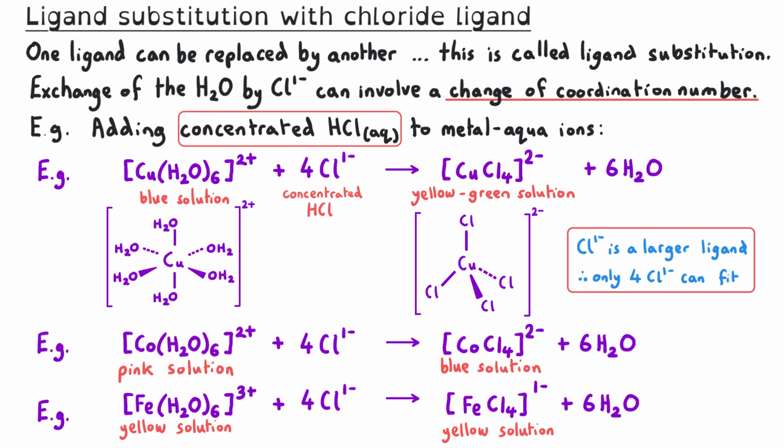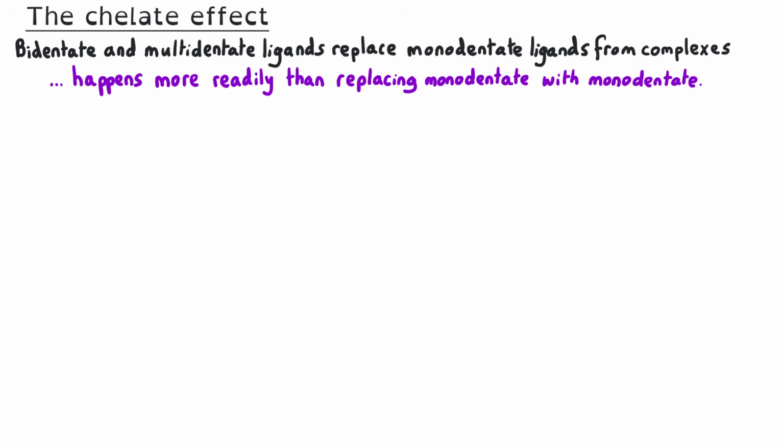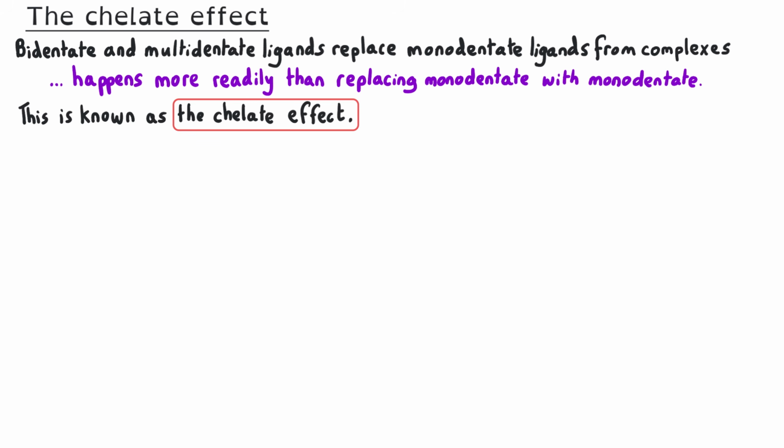And that's the same thing for when this iron 3 complex is reacted. We add 4 chloride ions and we produce the tetrahedral iron chloride complex, which is still a yellow colour in fact, and then we remove the 6 water ligands. Bidentate ligands and multidentate ligands replace monodentate ligands from complexes much more readily than one monodentate ligand replacing another. And this is known as the chelate effect.